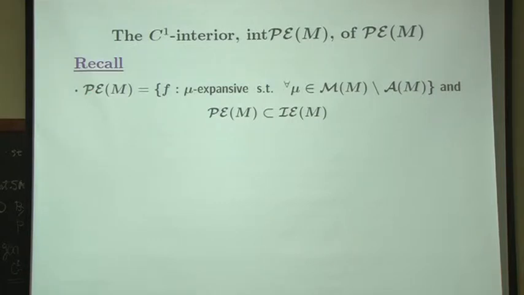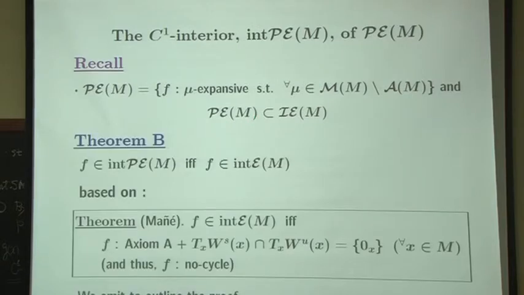This is just a measure expansive for any probability measure. For any probability measure, the set is much smaller than IE. Please recall that the interior of this set is Omega stable. A more smaller set. What is that? This set coincides with the Anosov systems, just expansive systems.